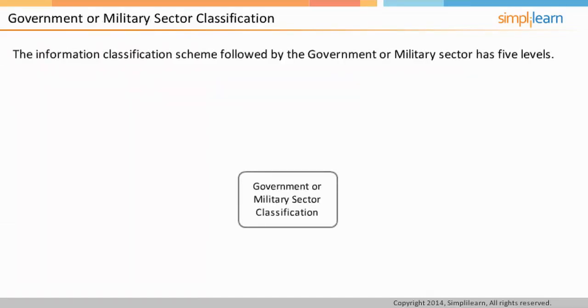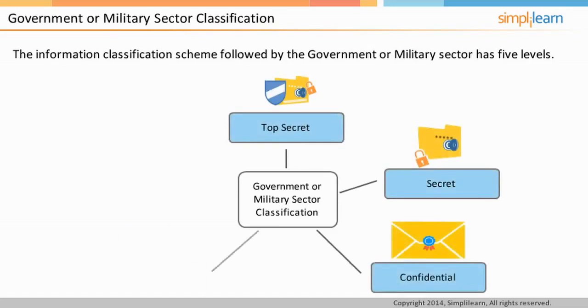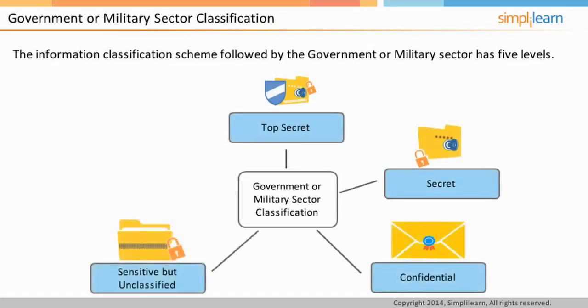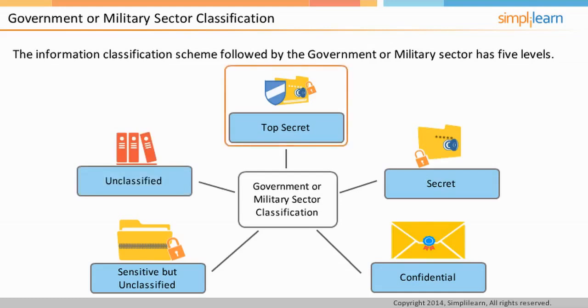The government or military sector classification is described in this screen. The information classification scheme followed by the government or military sector has 5 levels: top secret, secret, confidential, sensitive but unclassified or SBU, and unclassified. Top secret is the highest level of information classification. The unauthorized disclosure of top secret information will cause exceptionally severe damage to the country's national security.